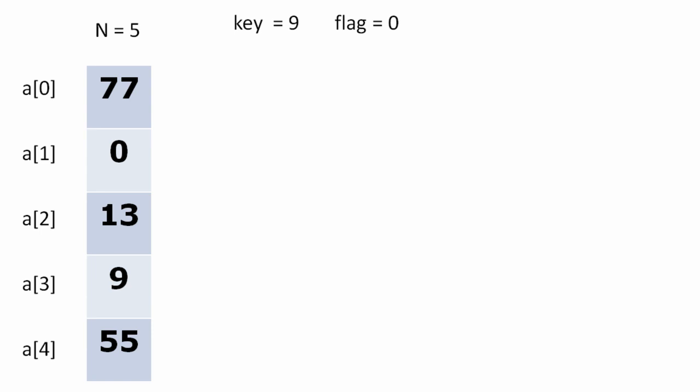First compare this key value with a of 0. It's false. Now compare it with a of 1. Now a of 2, a of 3. Now key value is equal to a of 3. So now change the flag value to 1 because the number we are searching has been found. So the flag value is 1.